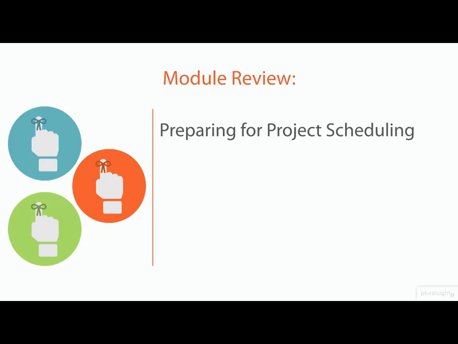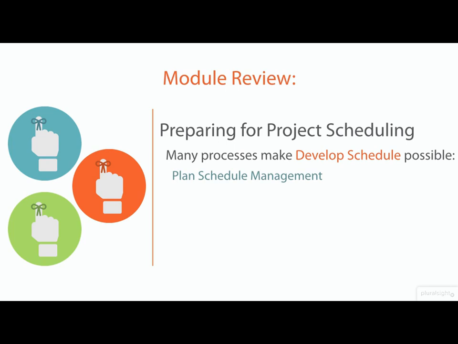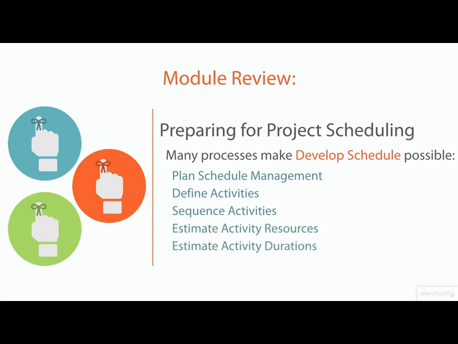We've covered a lot of material in this module, so let's take a few minutes to review. First, we talked about preparing to schedule our project. There are many processes within the project time management knowledge area, as well as others, that make developing the schedule possible. Some of the key processes include planning schedule management, figuring out how we're going to go about this scheduling process in the first place, as well as defining our project activities, sequencing them, discovering any necessary dependencies or preferred orders for the way that activity should be accomplished, as well as estimating activity resources and durations.